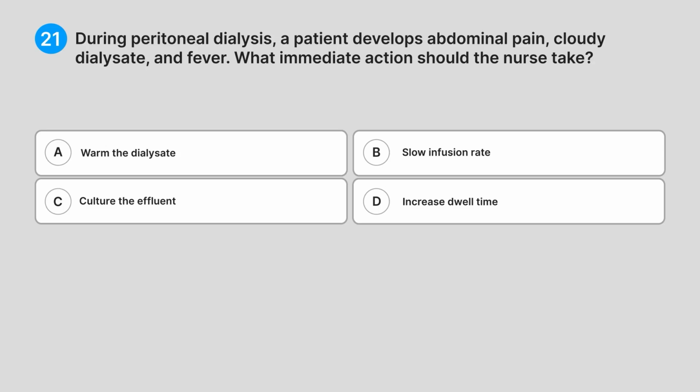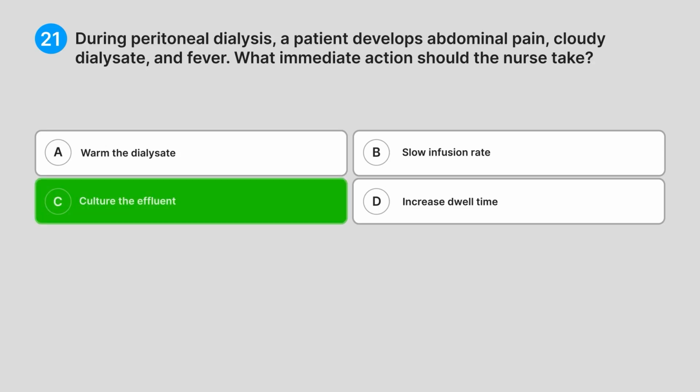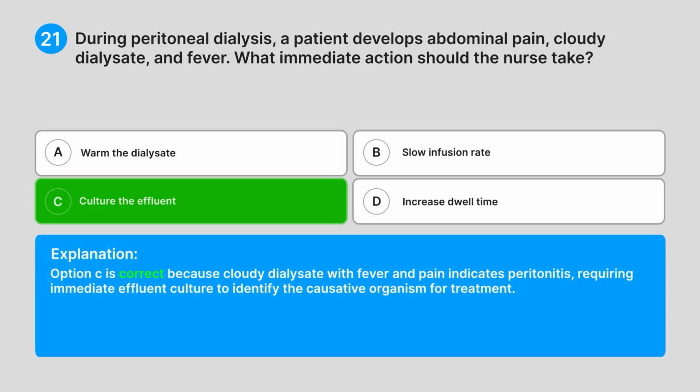Correct answer, C. Culture the effluent. Explanation. Option C is correct because cloudy dialysate with fever and pain indicates peritonitis, requiring immediate effluent culture to identify the causative organism for treatment.